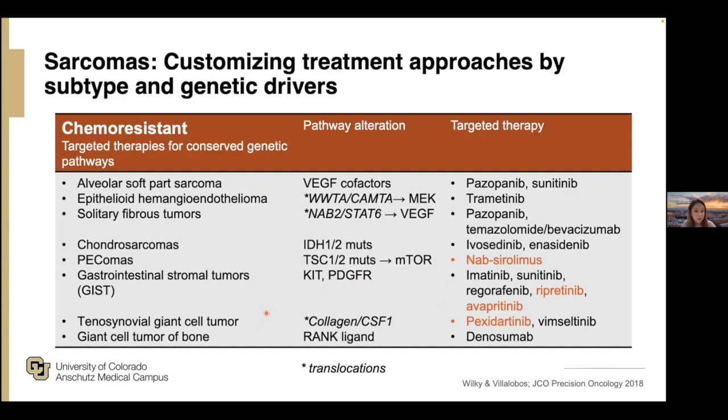However, they're locally aggressive and cause a tremendous number of problems. So tenosynovial giant cell tumor is a disease of joints, and it's driven by a protein called CSF1. And we just approved a drug blocking CSF1 called pexidartinib. And then giant cell tumor of bone responds very well to denosumab, which blocks RANK ligand. So this sort of gives you a flavor for how we can customize treatment and why it's so important to get the diagnosis right, knowing any particular druggable genetic alterations.